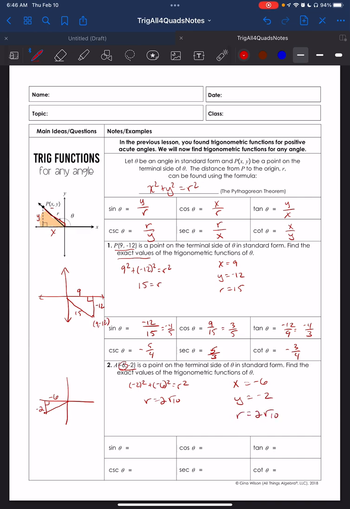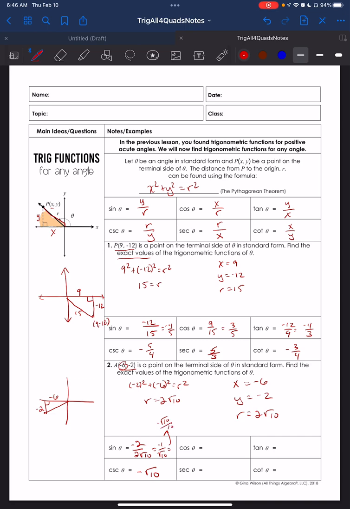All right, so the sine is negative 2 over 2 radical 10. We'll go ahead and simplify that first to negative 1 over radical 10 because I can divide the 2's. But before I rationalize, I'll go ahead and flip it for cosecant. So that's going to just be negative root 10. Then I'll rationalize that sine. If I multiply by root 10 over root 10, I'm going to have negative root 10 over 10.